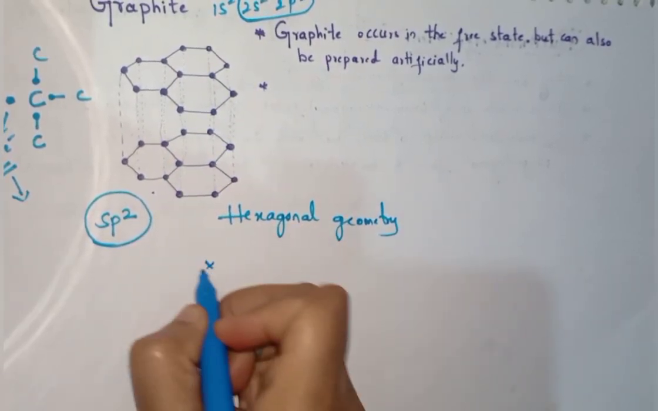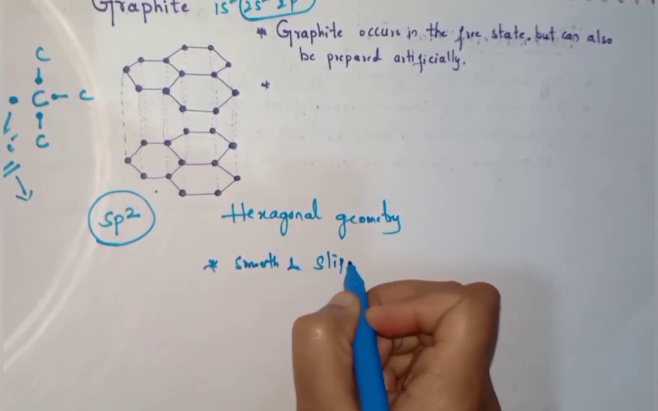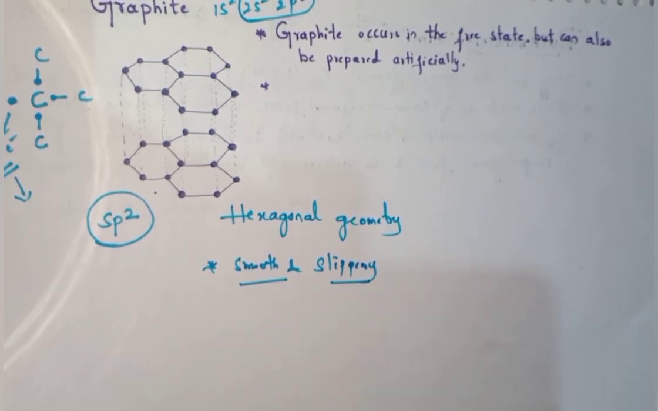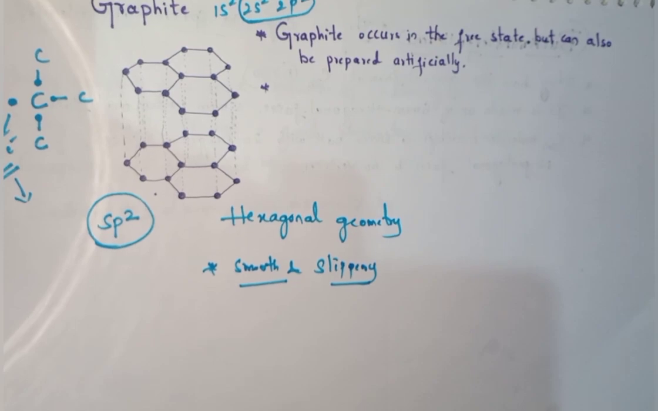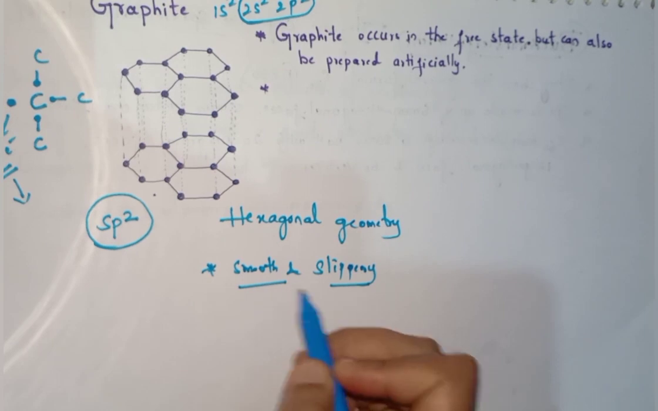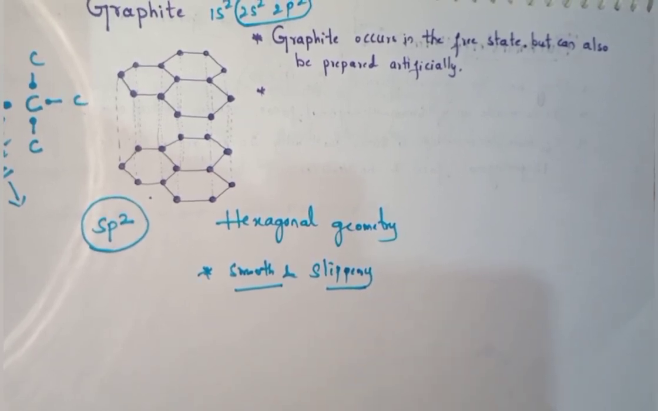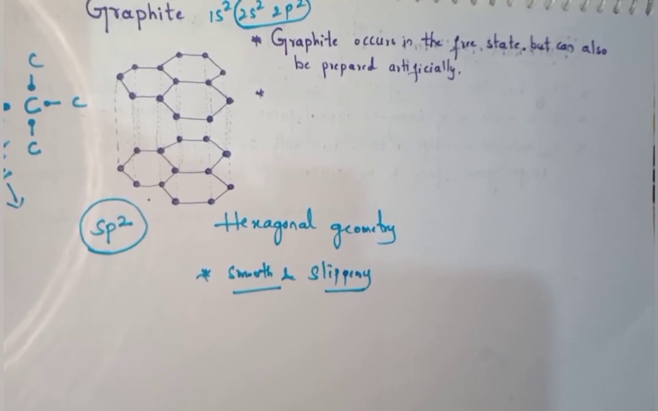And these are smooth and slippery in nature. Why? Because they are arranged in the form of hexagonal sheets. One sheet is arranged above the another sheet. That's why they are smooth and slippery. So this graphite occurs in the free state in nature, but it can also be synthesized artificially by heating a mixture of sand and coke in electrical furnace at about 3300 Kelvin.